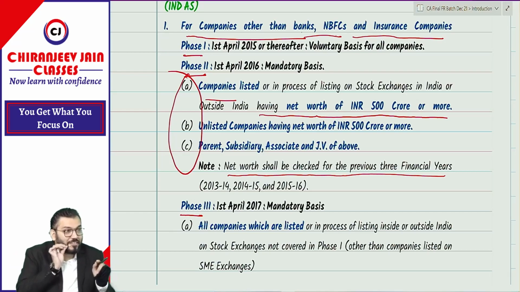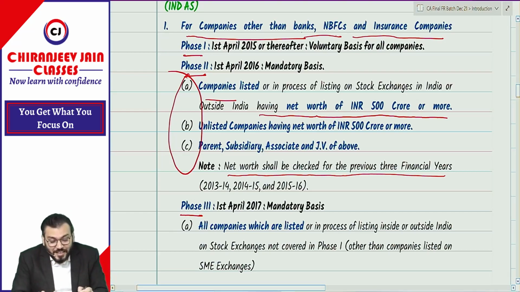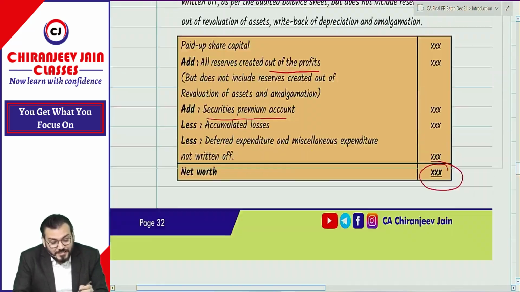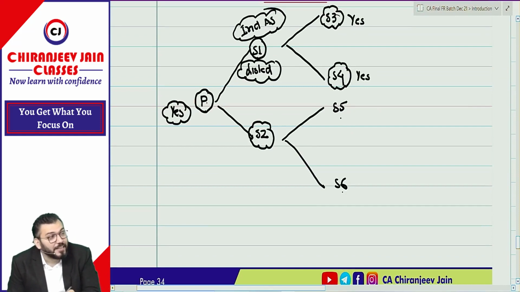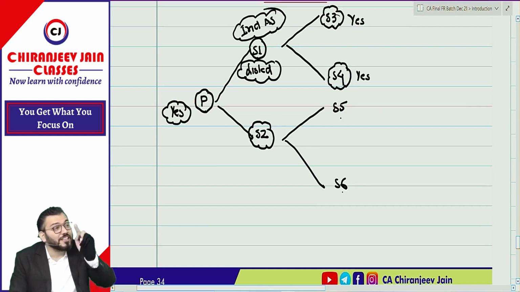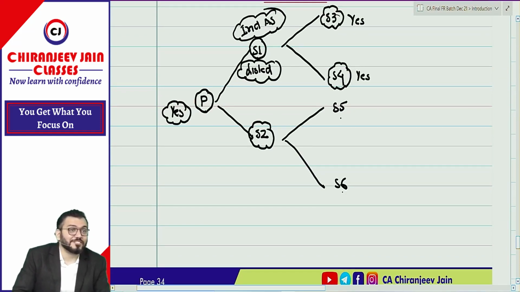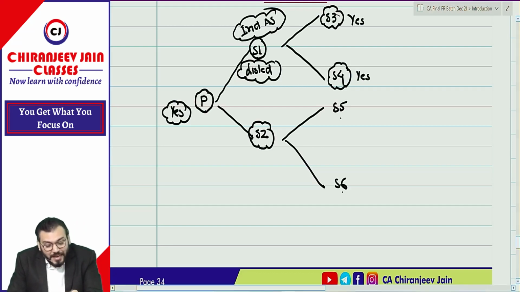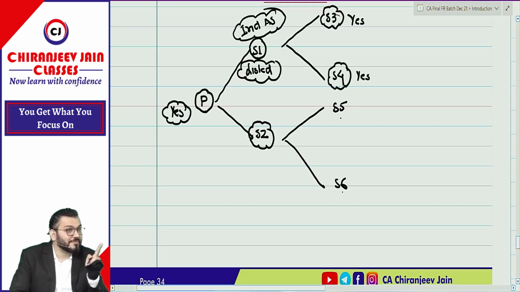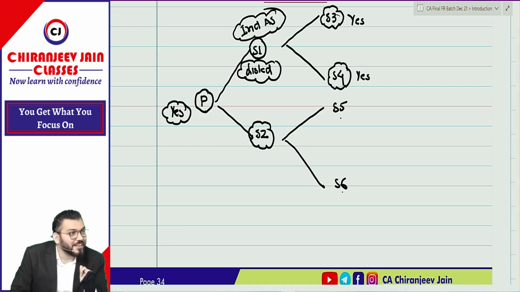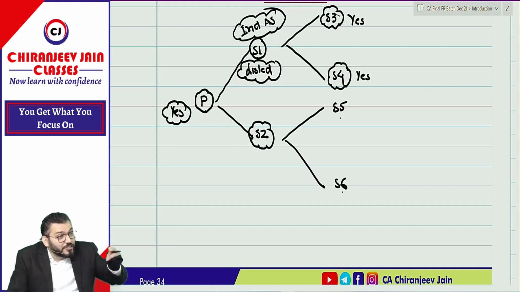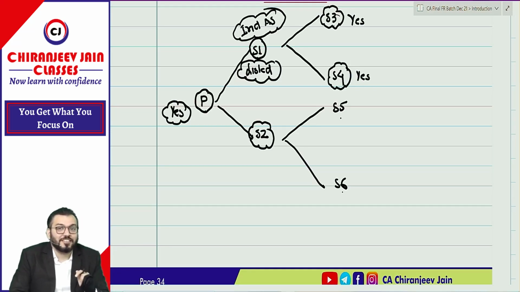Understood? Not understood. If you see this, S2 is a subsidiary of P, and P was not in A and B. One second. S1 was falling in points A and B, right? Yes or no? Correct. Now what is given? Parent and subsidiary of S1. Ind AS will be applicable.